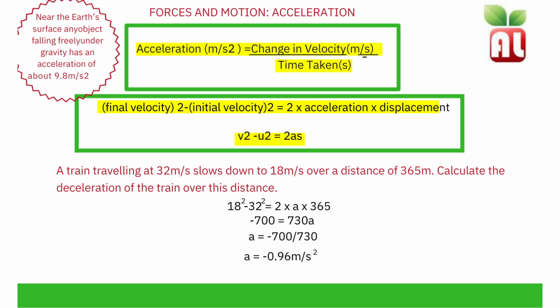Divide by 730 to give acceleration equals minus 700 divided by 730, giving a negative acceleration, or deceleration, of minus 0.96 meters per second squared. To note at this stage, if an object is falling under gravity, it will have an acceleration of approximately 9.8 meters per second squared.